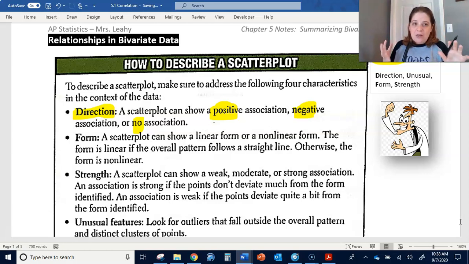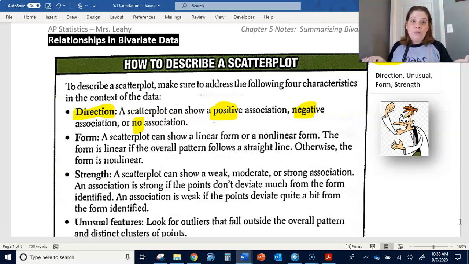So we have that direction, the idea of slope, and what we are predicting is going to happen. In general, positive means that larger values of X tend to be paired with larger values of Y. Negative means that larger values of X tend to be paired with lower values of Y.